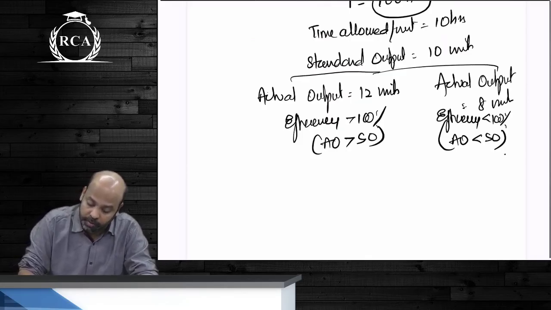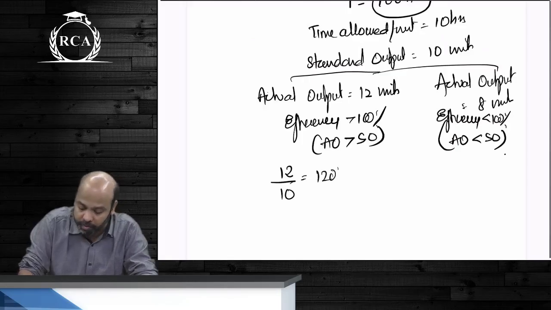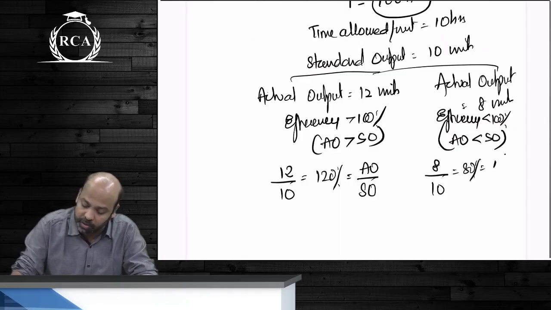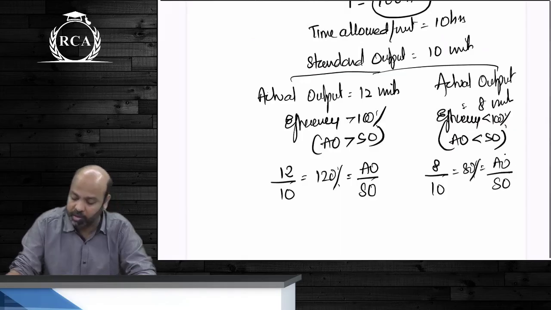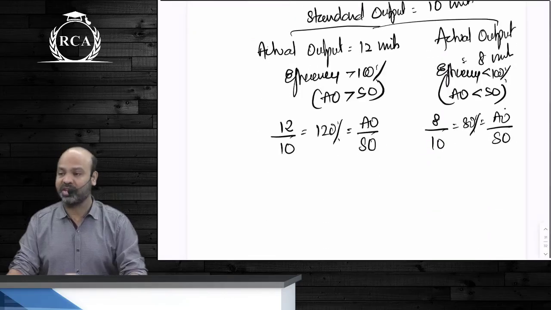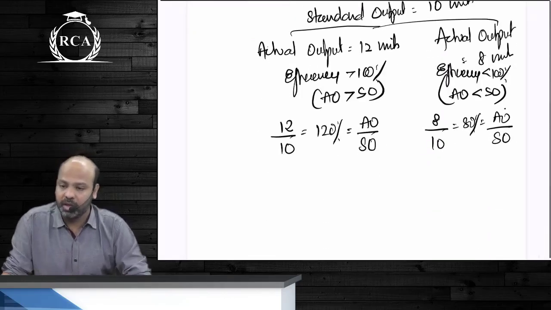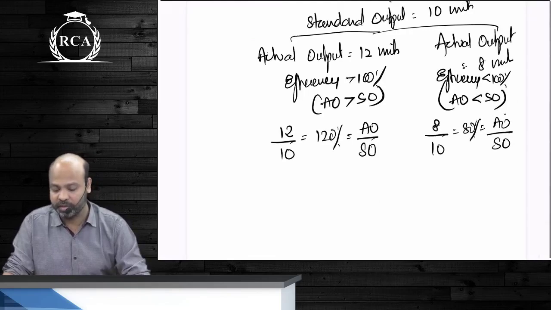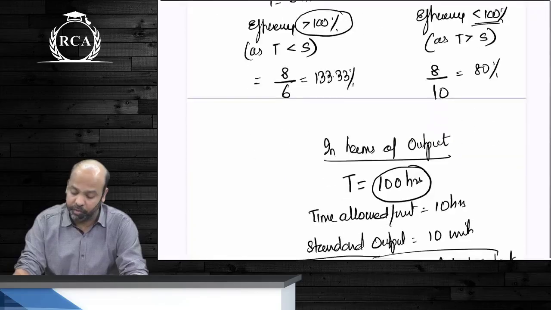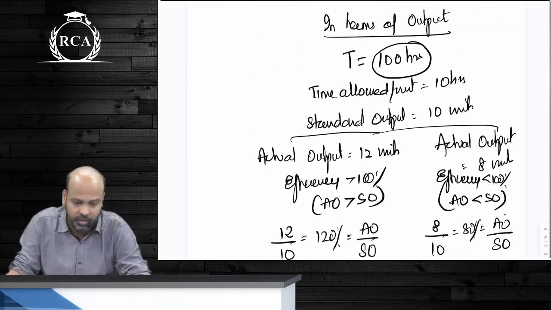You're going to write for beta: 12 units divided by 10 units, 120%, which is actual output divided by standard output. Here you will write 8 by 10, 80%, which is also actual output divided by standard output. In terms of output, the formula for efficiency ratio is actual by standard. In terms of input, it is standard by actual. We do not need formulas in terms of output as of now.